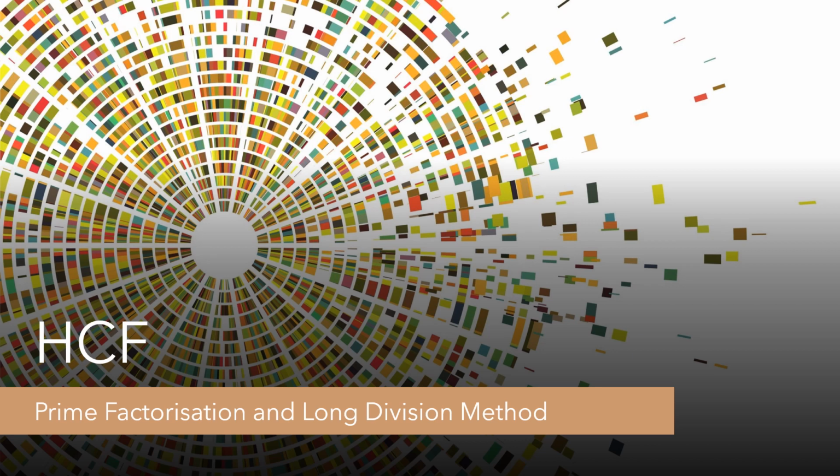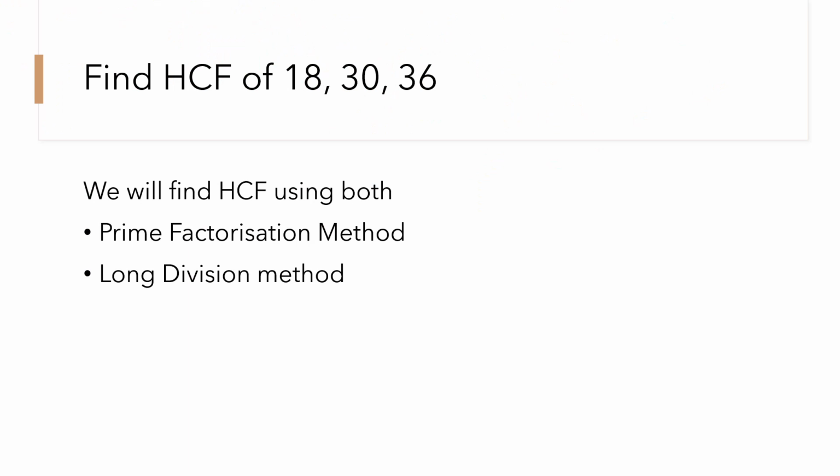Hello everyone. Today we will look at finding the HCF using both the prime factorization and long division method. We will find the HCF of the three numbers 18, 30 and 36, using both the prime factorization method and the long division method.